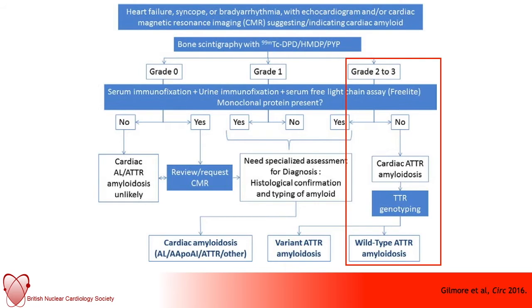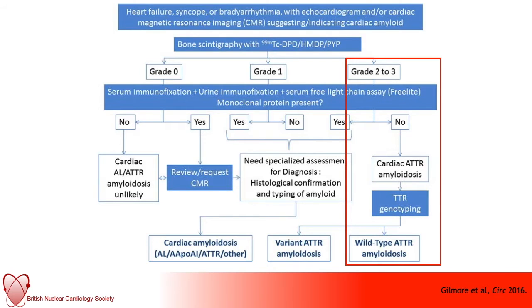I'll just draw your attention to that right-hand side column, where the combination of a grade 2 or 3 DPD, HMDP, or PYP scan combined with no plasma cell dyscrasia on serum immunofixation, urine immunofixation, and serum-free light chains gives you the diagnosis of cardiac TTR amyloid. And then depending on the TTR genotyping result, this will either be wild type or variant, and there's no need for an endomyocardial biopsy in these patients.